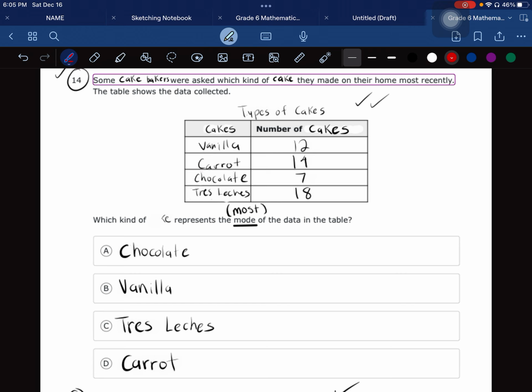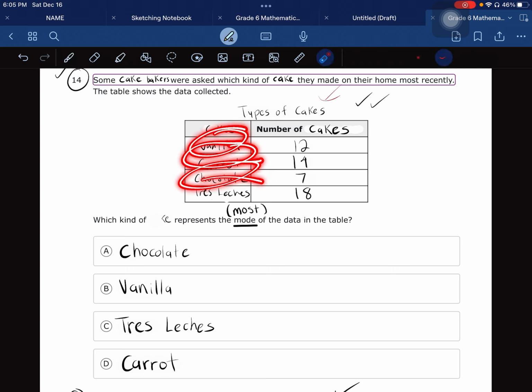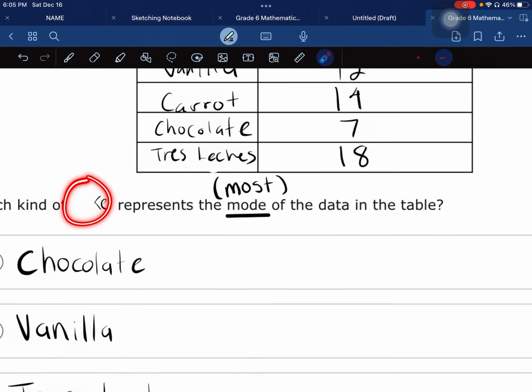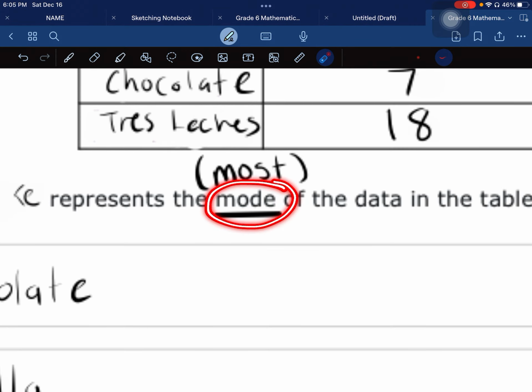Number 14 is very, very simple, chicos. Some cake bakers were asked which kind of cake they made in their home most recently. The table shows the data collected. So these are the types of cake. We have vanilla, carrot, chocolate, and tres leches. Yummy. Now, which kind of cake represents the mode?